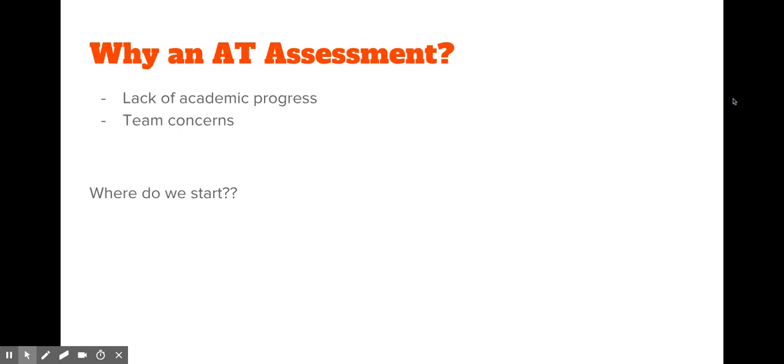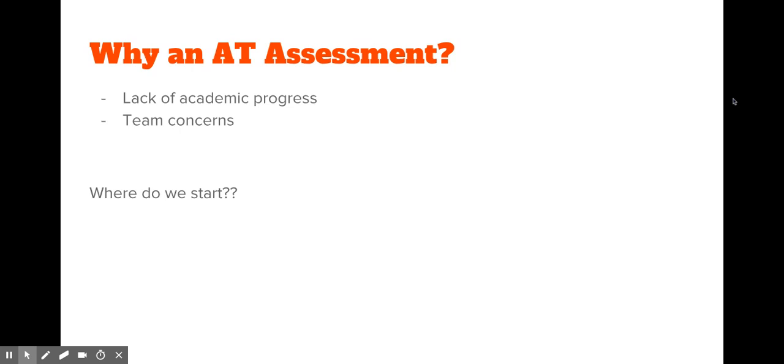So an AT assessment would really be recommended when we see a lack of academic progress. And what I always really emphasize for teams is to identify what's the area that the student is really having difficulty with. If there's a specific goal or objective that the team is really frustrated on or is trying every trick in the book and can't figure out how to get the student to make progress, that's when an AT assessment would come in.